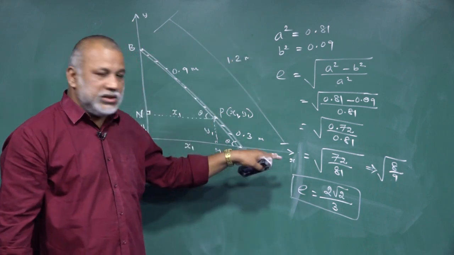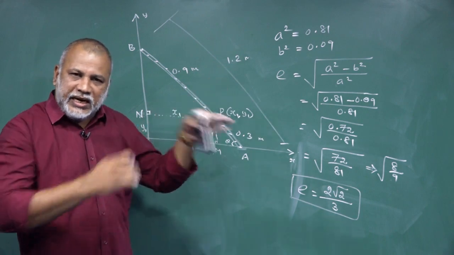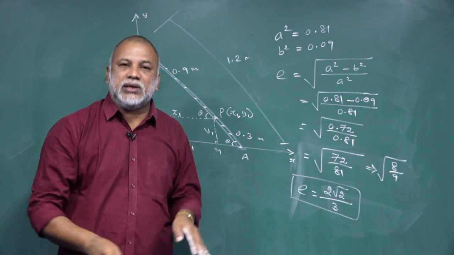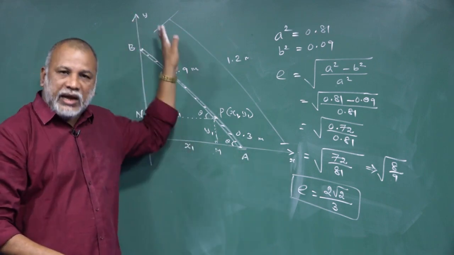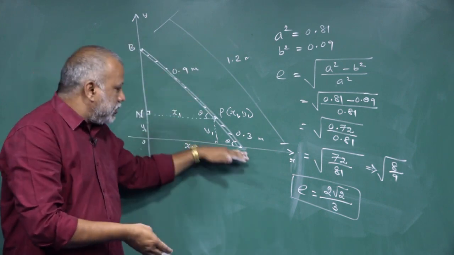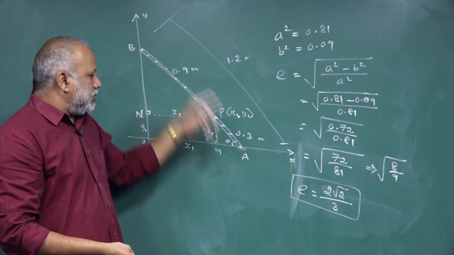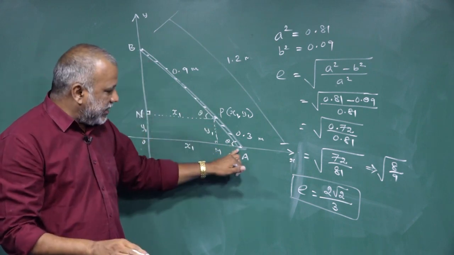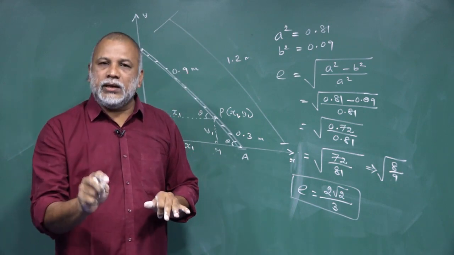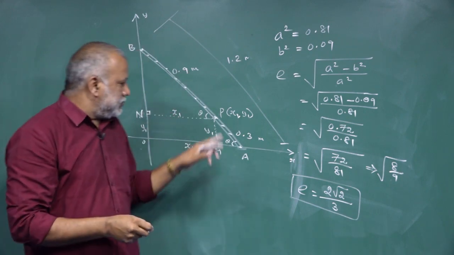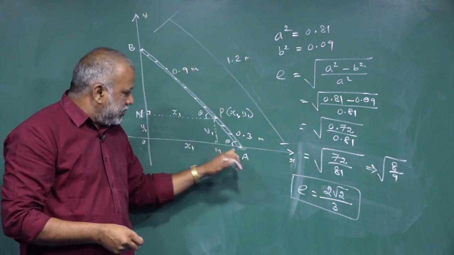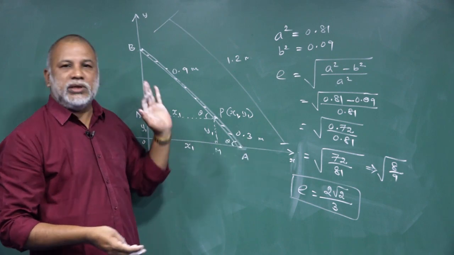So this is the logic. First read the question, draw the diagram. Diagrammatic explanation is very important. A rod of length 1.2 meter lies between the coordinate axes, so both ends touch the coordinate axes. See the end A and the end B, they touch the axes. That is the first logic. Then a point P(x1, y1) lies on this rod at a distance of 0.3 meter from the x-axis.